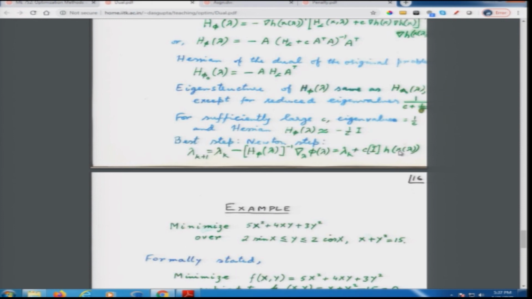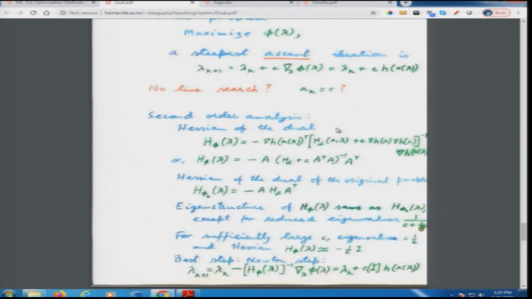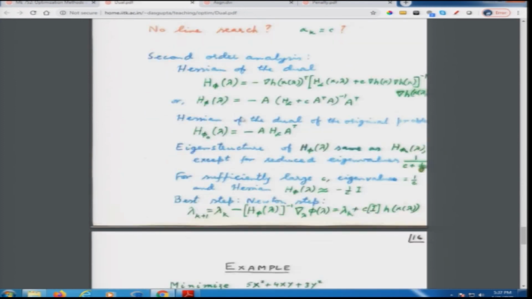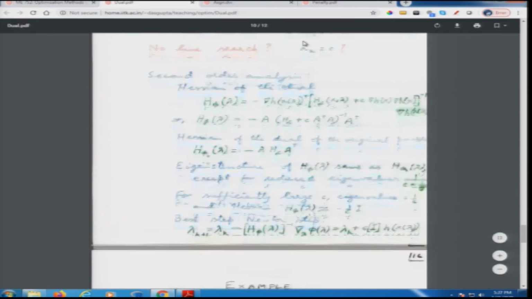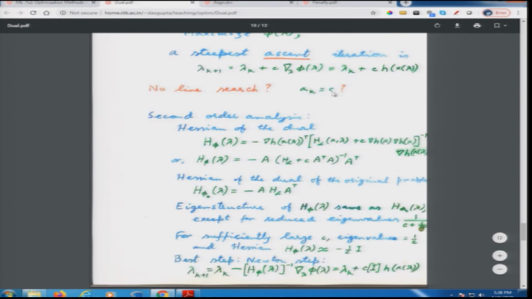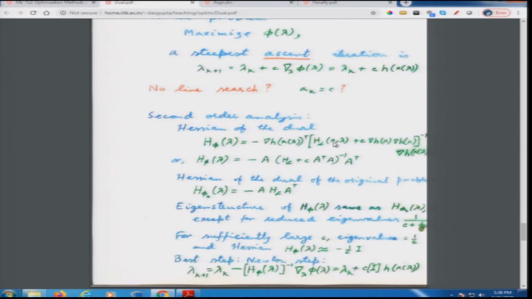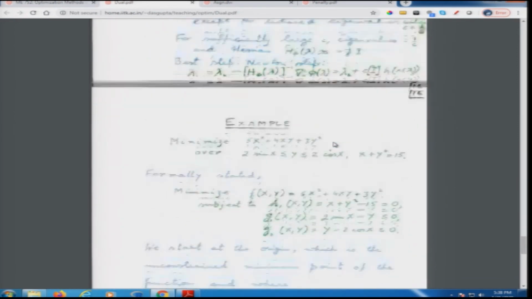So, this is in the background: the steepest ascent iteration, a first order method, gives you this structure, and the second order Newton's method also gives you the same structure along with the coefficient value here, which is C. That is why the line search result also in this case would be the same C, and this is how the augmented Lagrangian method is found to work successfully. And I will show you how successfully it works through an example.